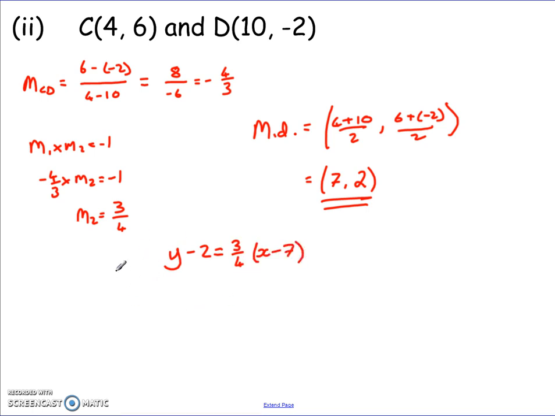And then it's just a case of multiplying it out and getting it in the right format. So 4y minus 8 equals 3x minus 21. And again, I'm going to just shift it all to the one side. 4y minus 3x, add 21 to both sides, plus 13 equals 0. So there you go, equation of a straight line in this case.